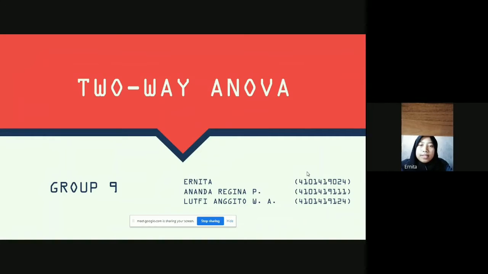The member is me, Ernita. My student number is 410-141-9024. The second member is Ananda Regina Prayitno. Her student number is 410-141-9111. And the third member is Lutfi Anggito Wicaksono Aci. His student number is 410-141-9124. Okay, let's start.